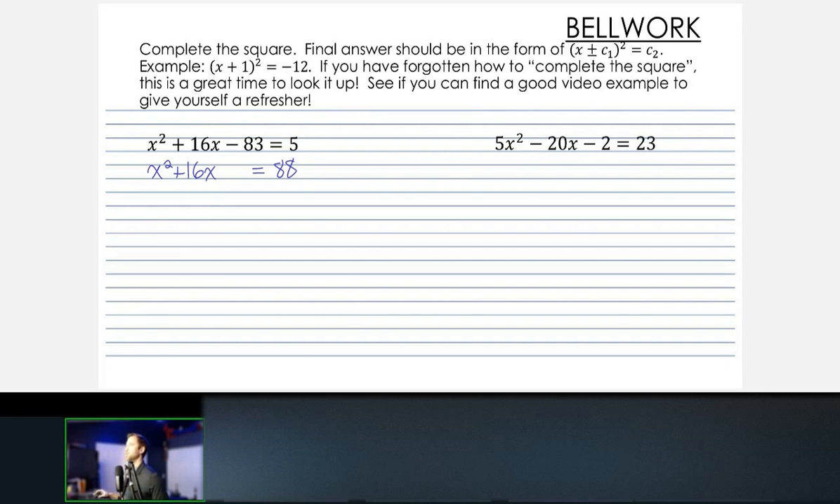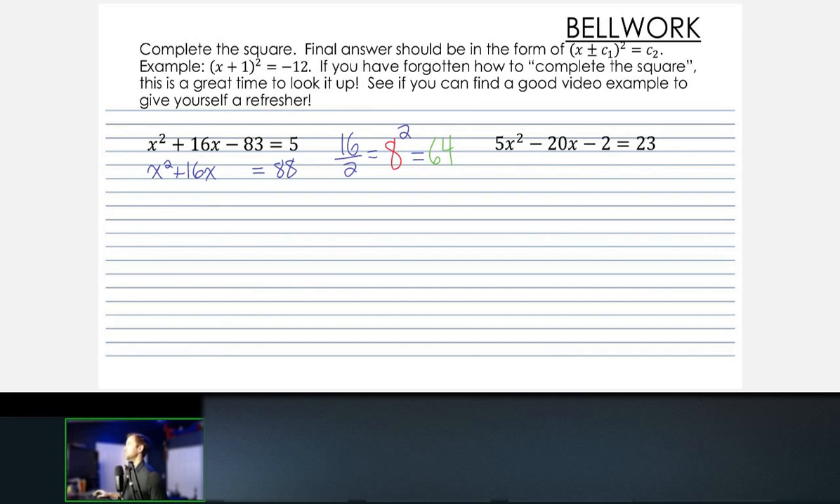If you have forgotten, what you're going to do is you're going to take that 16, that middle term, that 16x, and you are going to divide by 2. And this equals 8. Actually, I'm going to use a different color for that. I'll use red. That's going to equal 8. You're then going to square that value. And then I'll use green, we'll get 64.